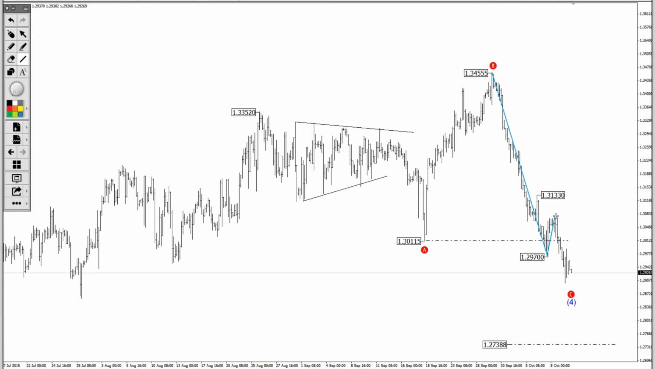So the decline from 134.5 down to 129.7 would be A wave, then a small B wave, and now we are forming the C wave, and I'm expecting it to reach 127.388.